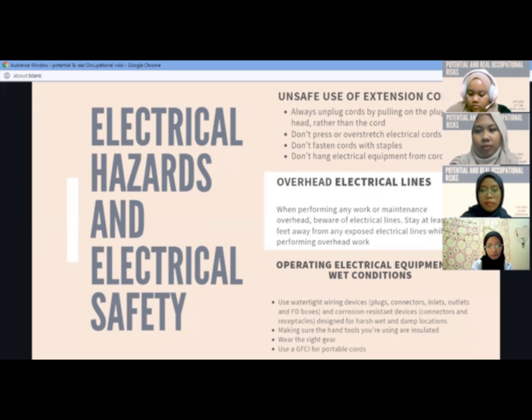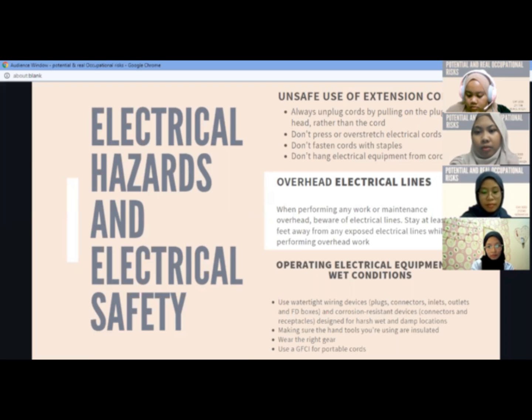The second one is overhead electrical lines. When performing any work or maintenance overhead, beware of electrical lines. Stay at least 10 feet away from any exposed electrical lines while performing overhead work. The last one is operating electrical equipment in wet conditions.